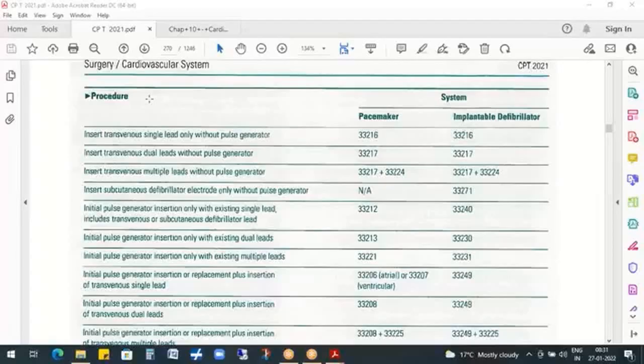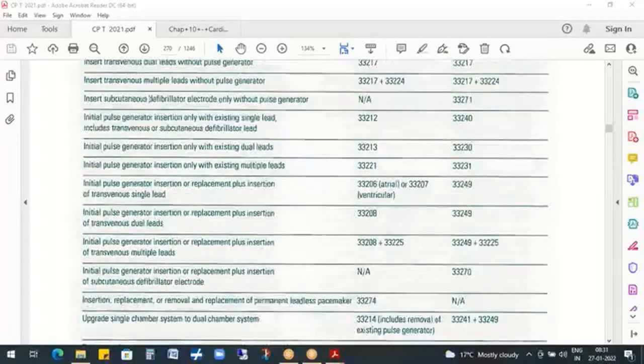Next point, placement of generator and lead together: 7th row, 8th row and 9th row. Next one, replacement of generator and lead together. Same code series, 7th, 8th and 9th rows. We can use the code for placement or replacement.